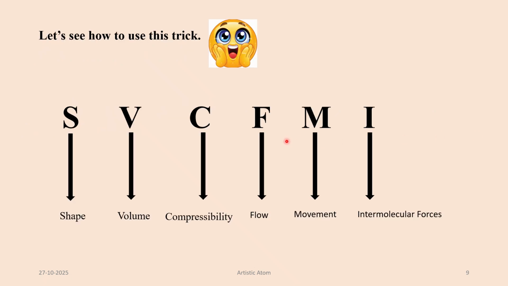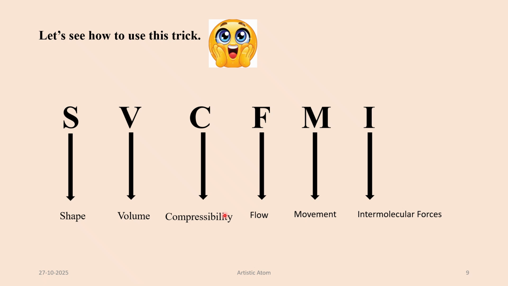So let's understand how to use this trick. SVCMI. So S stands for the shape. So whenever you're talking about solids, liquids, and gases, make sure to discuss the shape. So I know in case of solids, the shape is fixed. In case of liquids, they take the shape of the container, but in case of gases, the shape is not fixed. When we talk about volume, as we have discussed in the table, you can refer to it. And then we can also discuss the compressibility, because with these acronyms, I remember the criteria with which I can exactly distinguish between all three states.